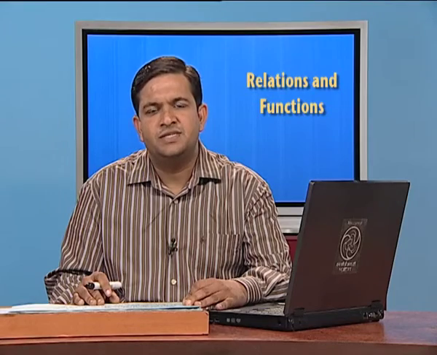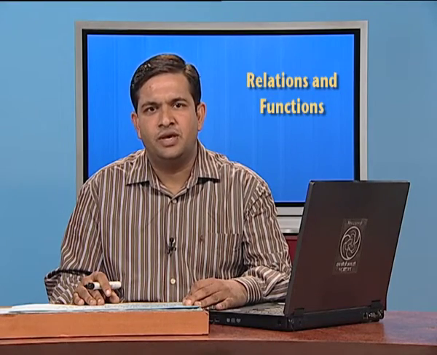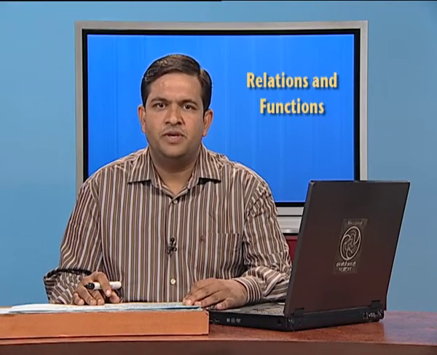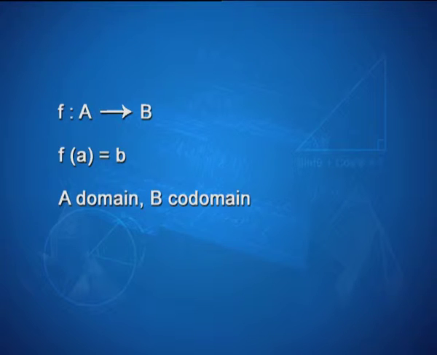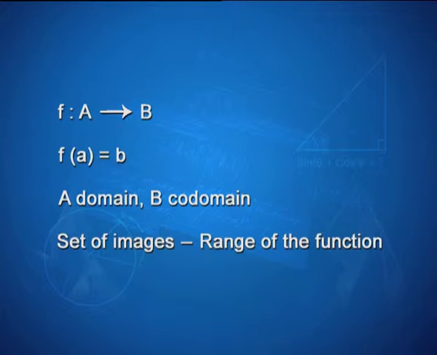If f associates an element a belonging to A to b belonging to B, then it is denoted by f(a) = b, where b is called the image of a and a is the preimage of b. If f is a function from A to B, A is called the domain of the function, B is called the codomain of the function, and the set of images is called the range of the function.